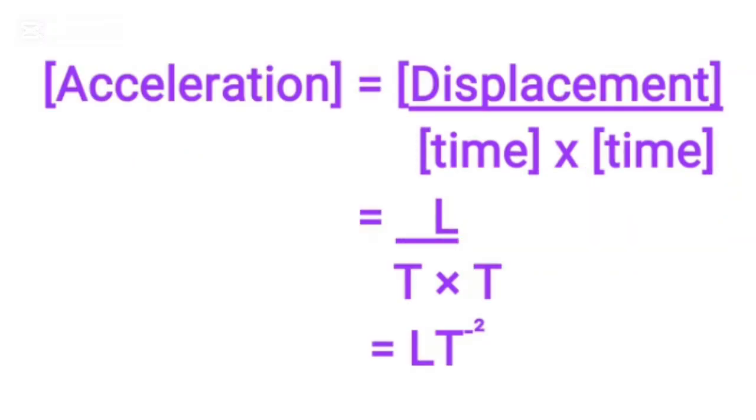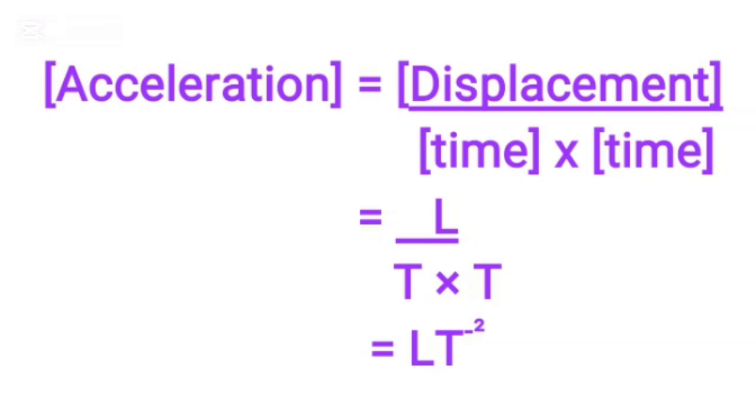Acceleration. Acceleration is equal to displacement over time times time. By now, we should be familiar with this formula because displacement over time is velocity, and velocity over time is what will give us acceleration. So acceleration is equal to displacement over time times time. Displacement is length, L over T raised to power 2. So by the time T raised to power 2 moves up, it will become T raised to power minus 2. And our dimension for acceleration will be L T raised to power minus 2.